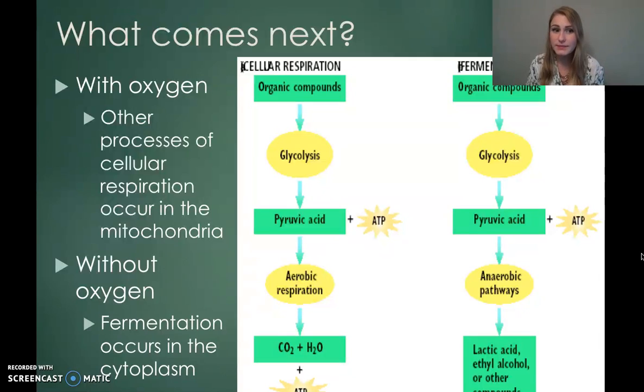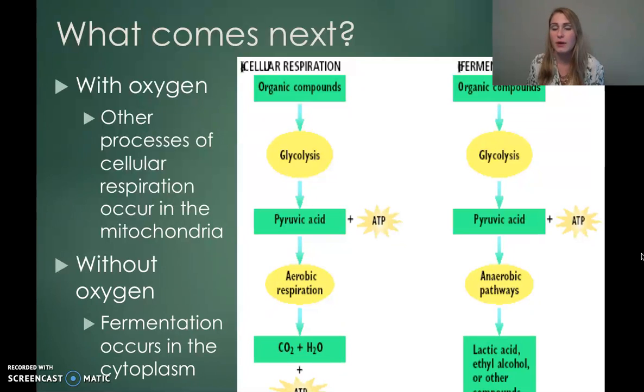So next, if I have oxygen, so if I have not been exercising, if I'm laying on the couch, then my body is not under any stress and I can meet the oxygen demands that my muscles need. So if we have oxygen, we are going to go through cellular respiration. If we do not have oxygen, we're going to go through fermentation. And the fermentation, this happens once again within the cytoplasm, so we need oxygen with the mitochondria.